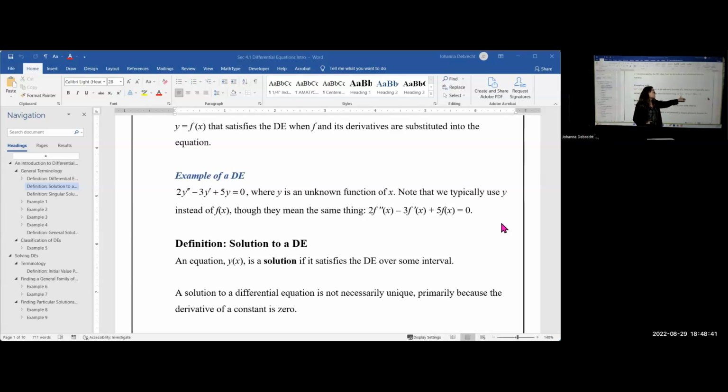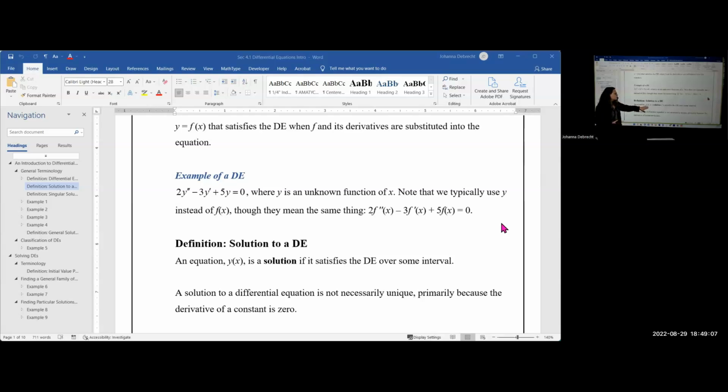This is 2 times f double prime minus 3 times f prime plus 5 times the function. So we're trying to find the function f of x or y that when we substitute it and its derivatives into that equation, we get a true statement. So the left side would be 0 and the right side would be 0. So that's what we mean by solving a differential equation.